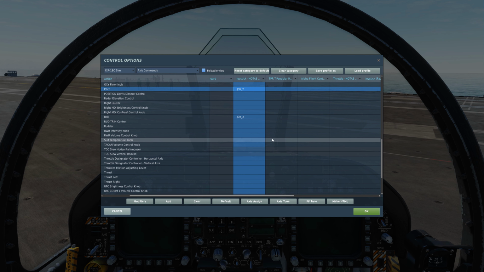All right, now the next thing we're going to talk about is the rudder. So let's go in here to our TPR rudder pedals.